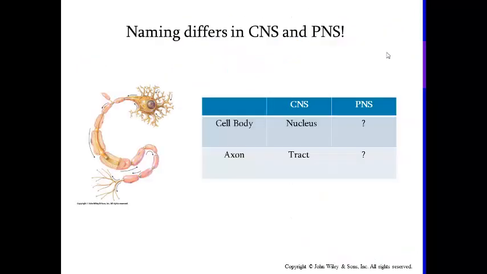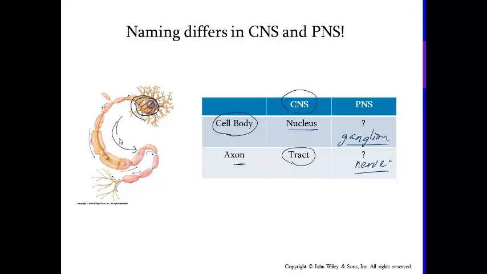Okay. Now, naming differs a little bit in your central nervous system versus peripheral nervous system. For instance, right here we call this the cell body, and here is the axon. In the central nervous system, the cell body clusters are called nuclei, but in the peripheral, you will see them called ganglion for singular or ganglia for plural. For the axons, in the central nervous system we call them tracts, but in the peripheral nervous system we call them nerves, or nerve for singular. So don't get confused by these names, but they all refer back to either the cell body or the axon part.